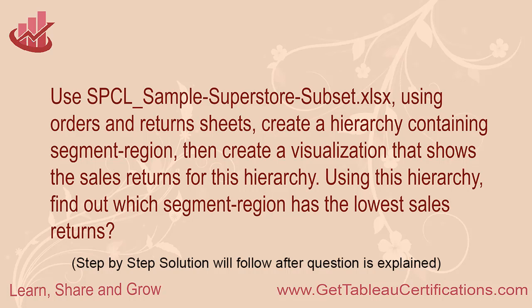By reading the question, what comes to mind is that it is related to creating a hierarchy, and the very important thing is that it involves the sales return. So in the data set, we have different sheets like Orders and Returns. We have to make a join in order to get only the sales return data. We have to create a hierarchy, and then find the segment region which has the lowest sales return. This could be solved by using descending order, or the visualization, or we can use a calculation. Let's see the solution now.